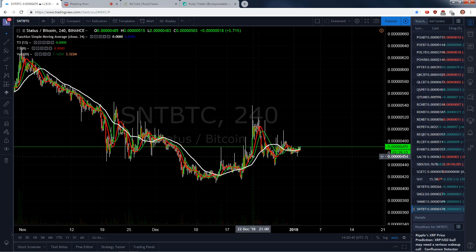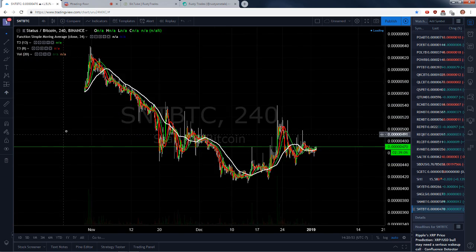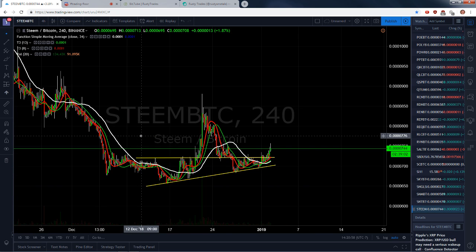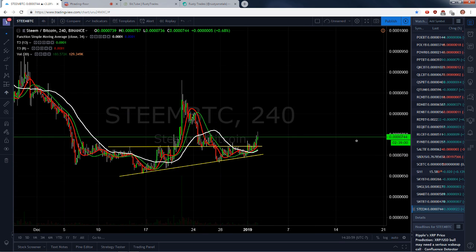Higher lows, S&T. Our left shoulder, head, right shoulder. Higher lows, breaking into previous lows. Things are building up. I like the steam chart. And a nice little run up at the new year. Now it's coming back in.